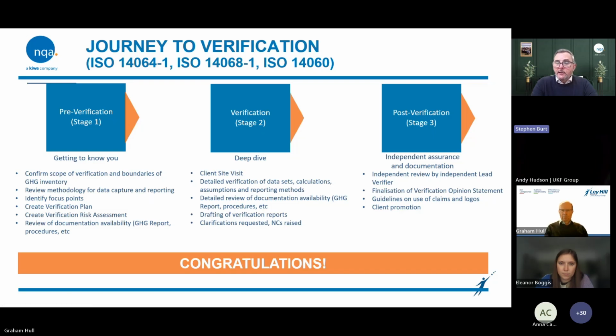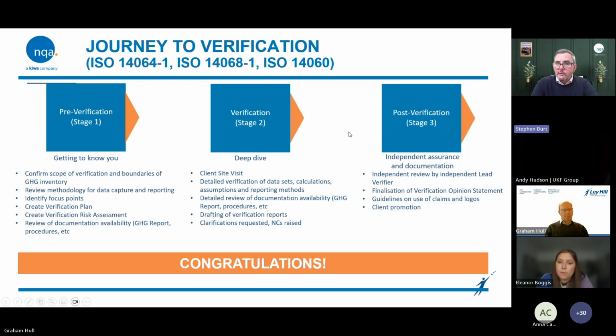And then the final stage in the verification is what we call the post-verification. So this is a mandatory regulatory requirement for us as a verification body. We must have this stage. It's called an independent review in the standard, but we call it a post-verification. So this is when one of my colleagues who hasn't been involved in the verification, who is also a lead greenhouse gas verifier, rubber stamps the issue of what's called the verification opinion statement.